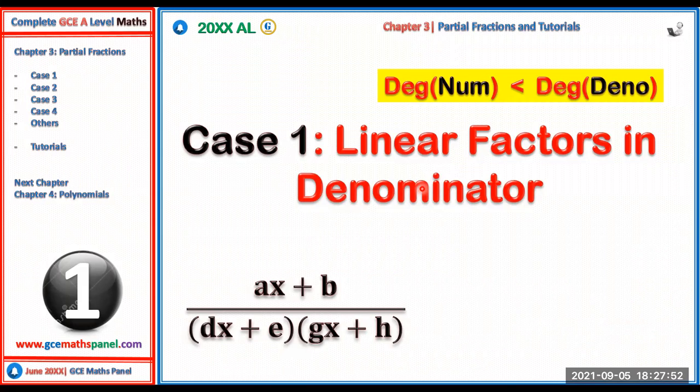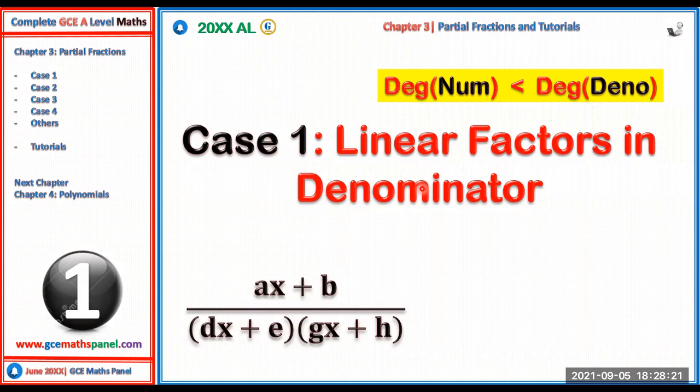Partial fractions is made up of 4 cases, in which we have the case with linear factors in the denominator, repeated factor in the denominator, quadratic factors in the denominator, and in all of these 3 cases, the degree of the numerator is less than that of the denominator. And for the 4th case, the degree of the numerator is greater than or equal to that of the denominator. So those are the 4 cases which we are going to be looking at.